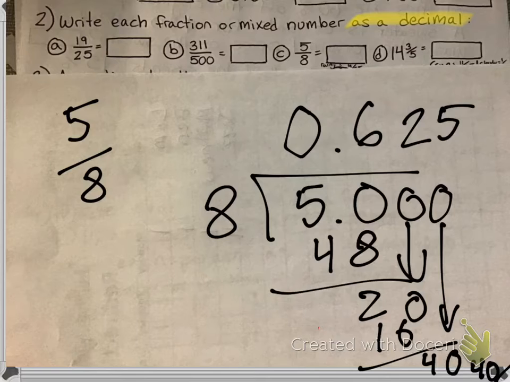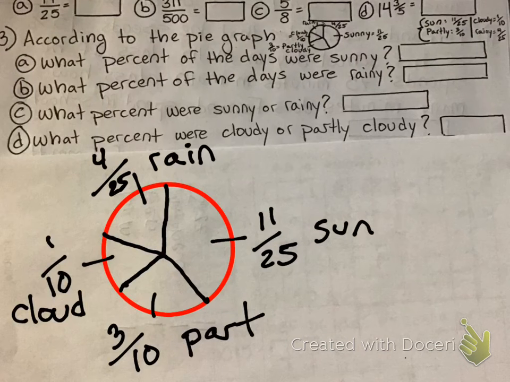And look, we're already in decimal form. So we get 0.625 or 625 thousandths. This is very, very easy.